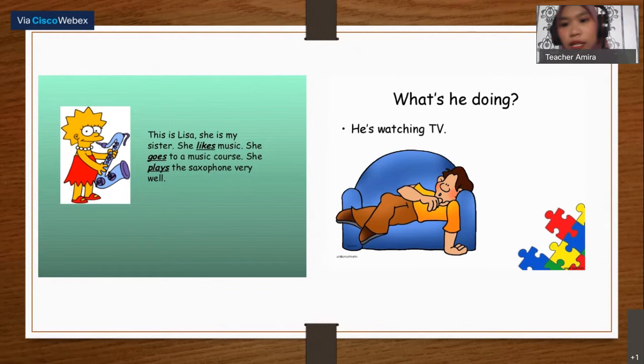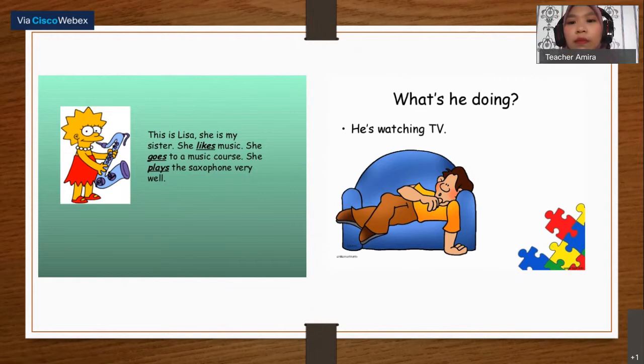Okay, and then we have another situation. Beside Lisa's situation, there is this guy laying on the couch, and then there's a question there: what's he doing? And then the answer is that he's watching TV. Even though we cannot see where the TV is, maybe the TV is somewhere in front of him, or maybe in front of us, like, well, I don't know.